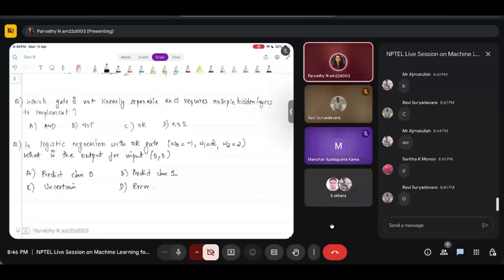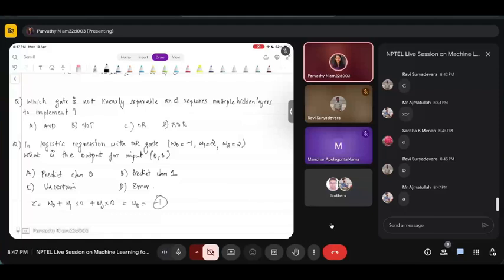Logistic regression with OR gate: W0 is -1, W1 is 2, W2 is 2. What is the output for the input 0, 0? So z is equal to W0 plus W1 into the first input, which is 0, plus W2 into the second input, that is 0. So it is just W0, and that is -1.